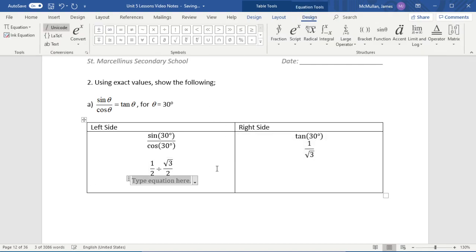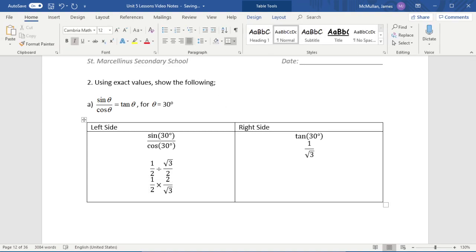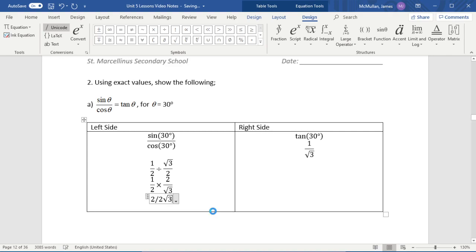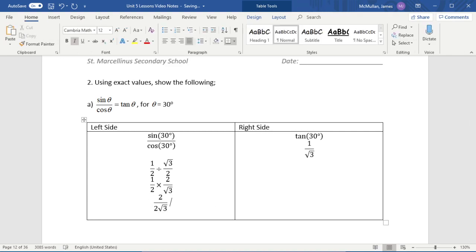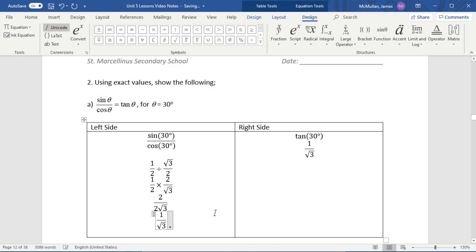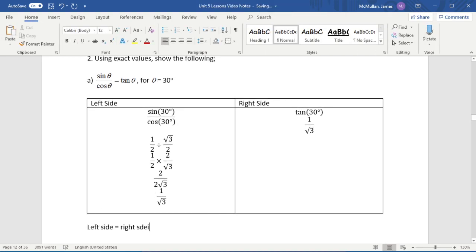Now we know that to divide is to multiply by a reciprocal. So we do 2 over square root 3, like so. And what happens? We get 1 times 2 on the top is 2, and then we get 2 square root 3 on the bottom. Of course, the 2's can cancel now because all we have is multiplication, and we have 1 over square root 3 as our answer. At the bottom of our proof, we say left side equals right side. Therefore, the statement is true. Okay, and that's how you do a proof.